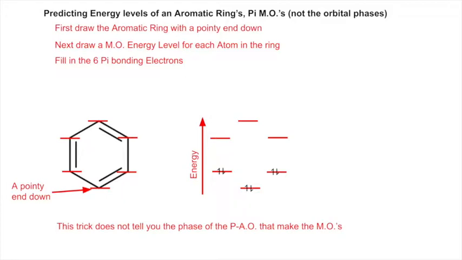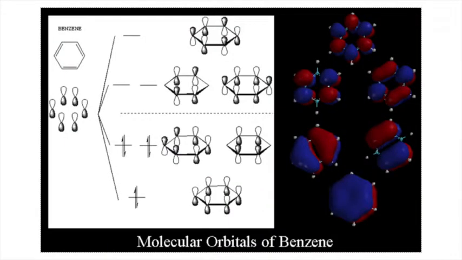And so this trick doesn't actually give you what the phases of the p orbitals are and stuff. But on the next slide, I'm going to go ahead and show you the answer for those. So here it is. So we have 6 p atomic orbitals, so we should get 6 molecular orbitals, and that's what they look like. And we have 6 pi bonding electrons, like we saw on the last page. So you can see the lowest energy molecular orbital, no nodes, all in phase. Here's a cool graphical image of it. The blue and red phases versus dark and light.